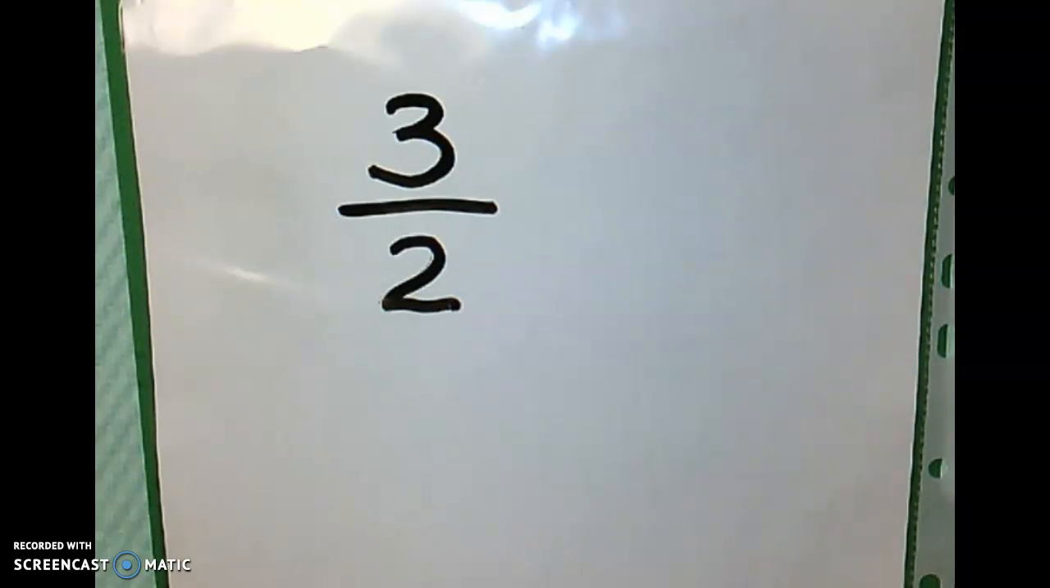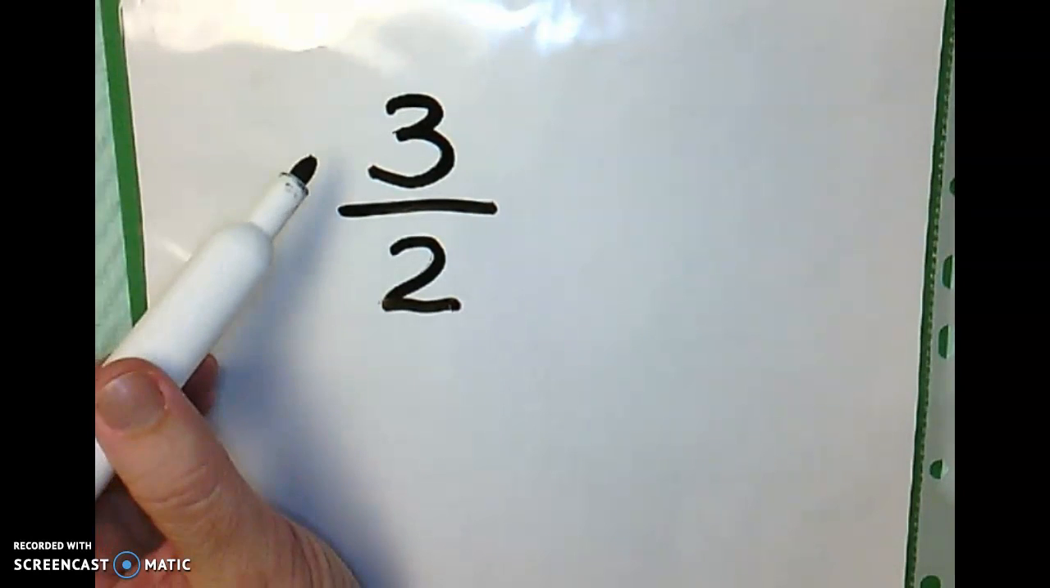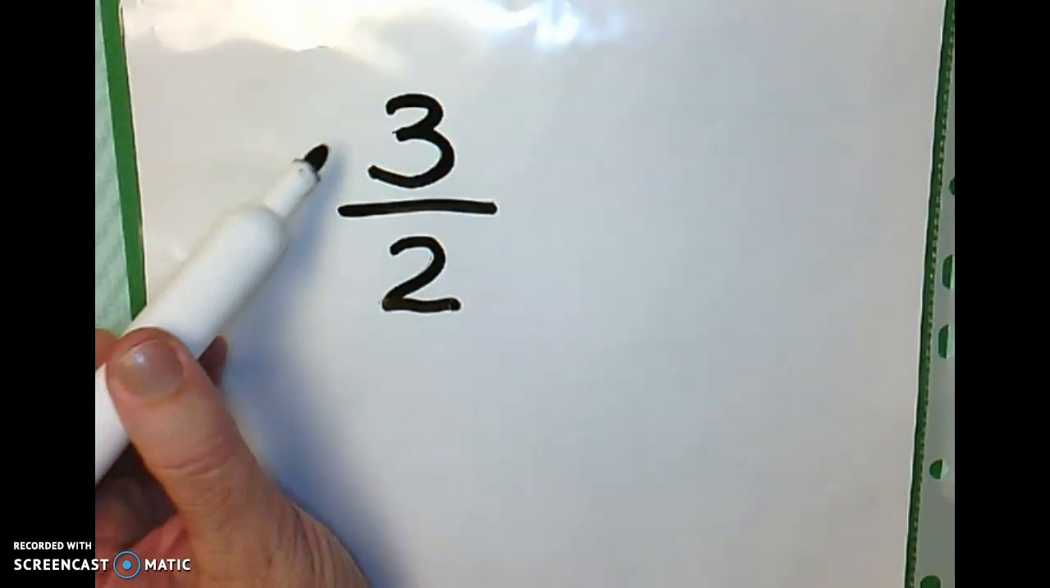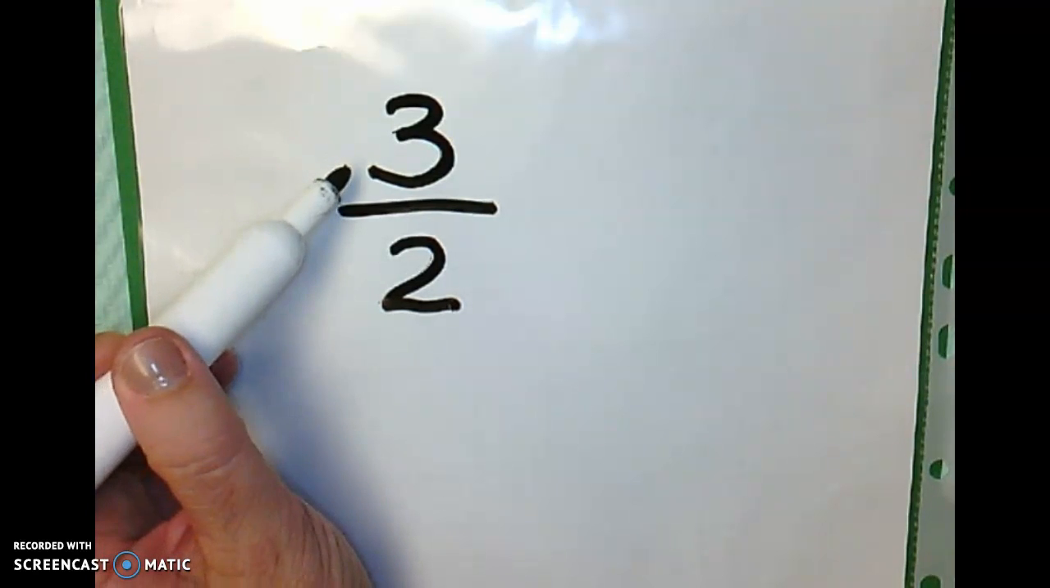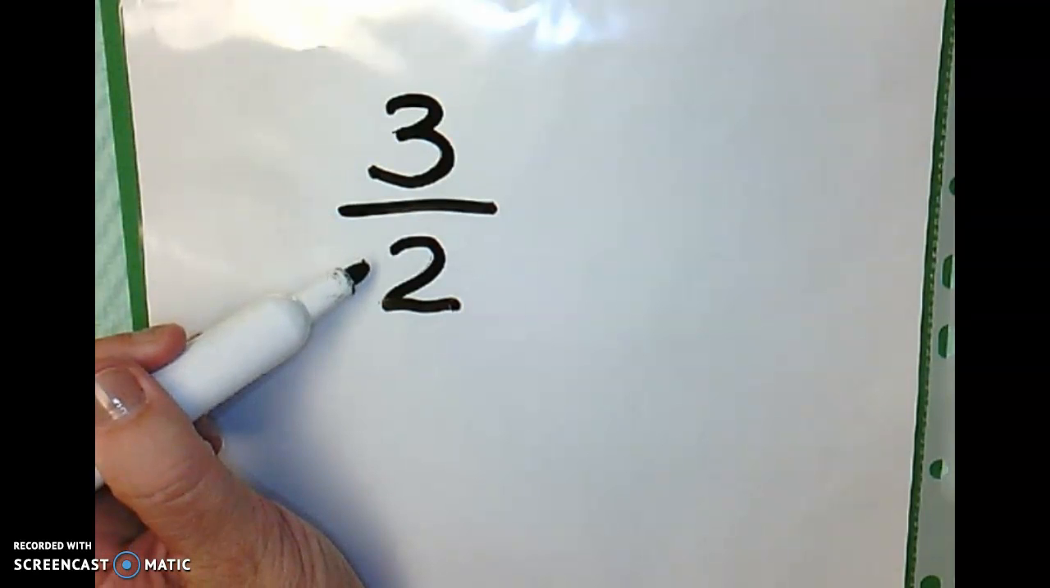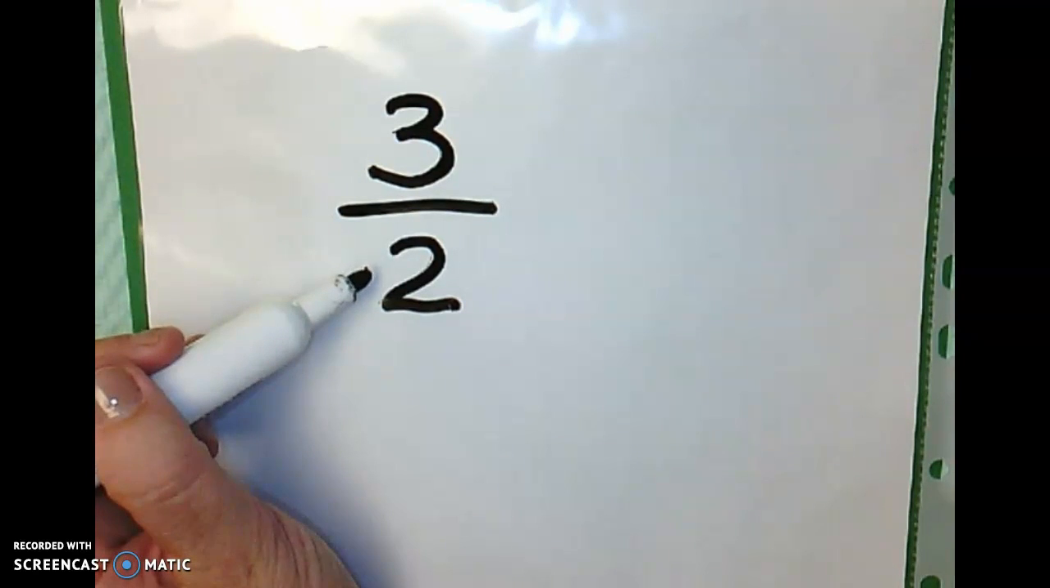Think about this as you're writing it. Is 3 halves greater than 1 whole? Could you write 3 halves in another way, maybe as a mixed number, using 1 whole and a fraction? Let's think about that. Well, I know my numerator lets me know how many pieces I'm working with, how many pieces to shade in maybe. And my denominator lets me know that my whole is divided into 2 pieces.